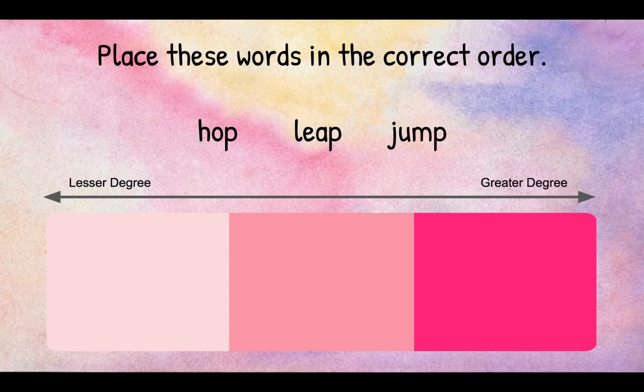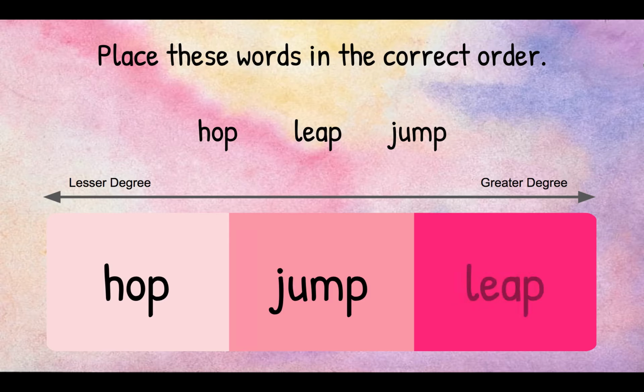Place these words in the correct order. Our words are hop, leap, and jump. Which word will go in the lightest box? Hop is going to be the lesser degree. Which will come after hop? Leap or jump? Jump will come next. Leap will come last.